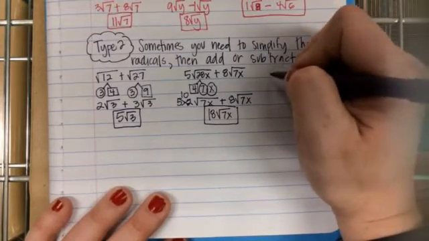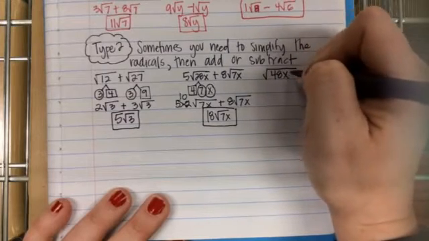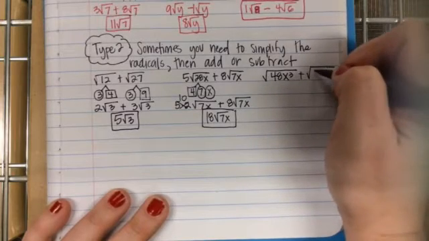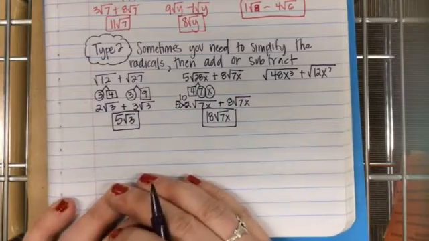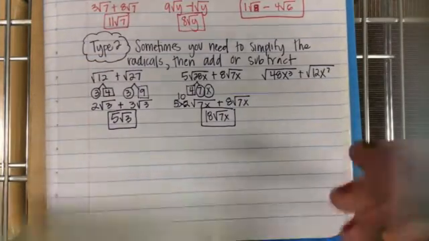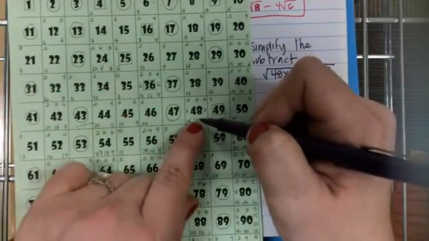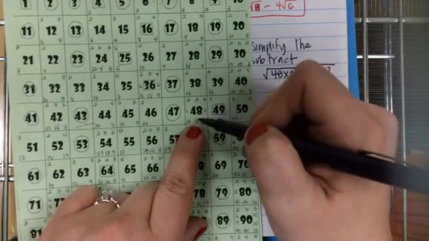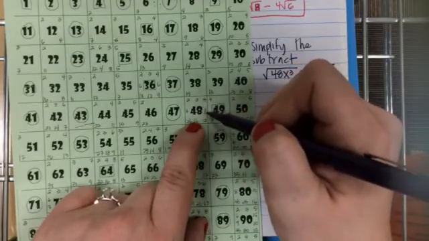Okay, let's try this one. Radical 48 x to the third plus radical 12 x to the seventh. All right, so 48, if I look at my factor squares, I have 48. I can do 2 and 24, 3 and 16. Ooh, 16s are perfect. Let's see if there's anything else. 4 and 12. 4 is also perfect, but I'm going to go with 16 because it's a bigger perfect square than 4. And 6 and 8.